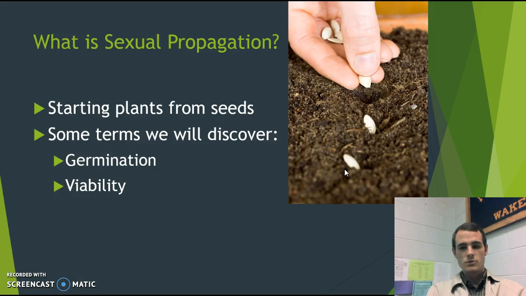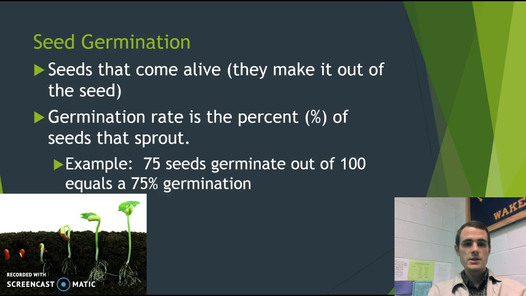So what is sexual propagation? Sexual propagation is nothing more than starting plants from seeds. So some terms we'll discover are germination and viability. So seed germination. Seeds that come alive. That is essentially what germination means. They make it out of the seed. As you notice in the bottom left right here, the seed is actually germinating. As you can see, the radicle, that first root, comes out, and then the cotyledons emerge, and then the leaves emerge, and then you have a new plant.